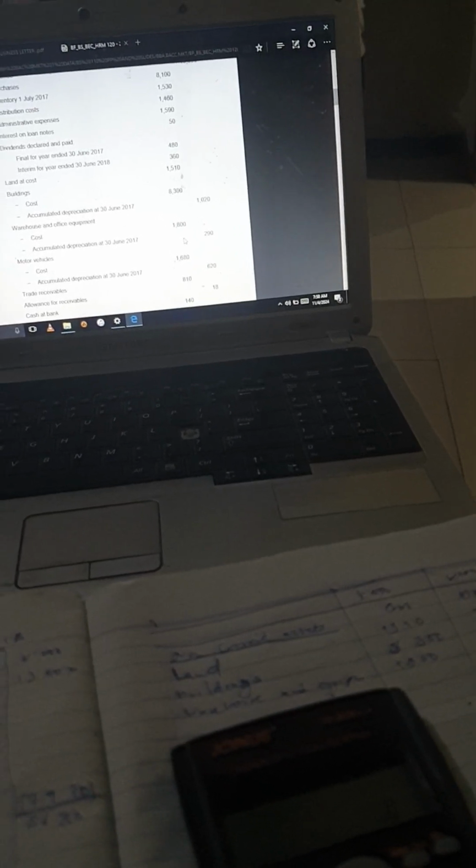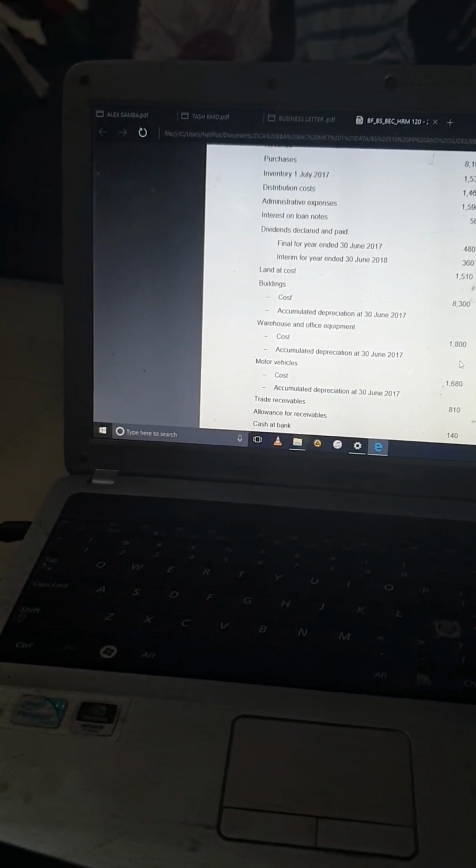Next we go to our warehouse and equipment. The figure is 1800. The depreciation that we calculated here was 270. So the 270 plus accumulated depreciation of warehouse and equipment, which is 290, we have 560. Minus 1800, we have 1210.